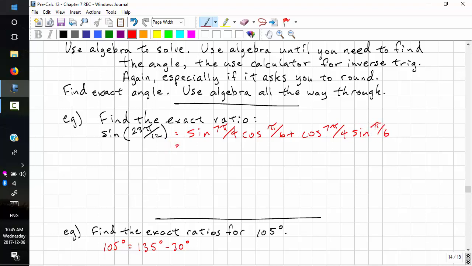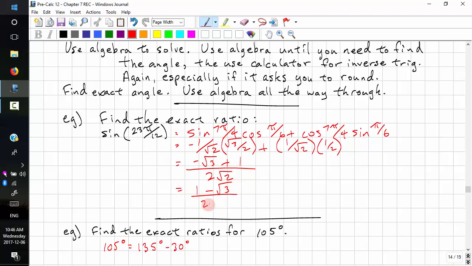Substitute our exact values. This is negative 1 over root 2. This is root 3 over 2, plus 1 over root 2 and 1/2. So we multiply the numerators, negative root 3 plus 1 times 1. And in the denominator, we have 2 root 2. We can put our answer like this, or we can have 1 minus root 3, a little bit easier to read, rather than having a negative first.